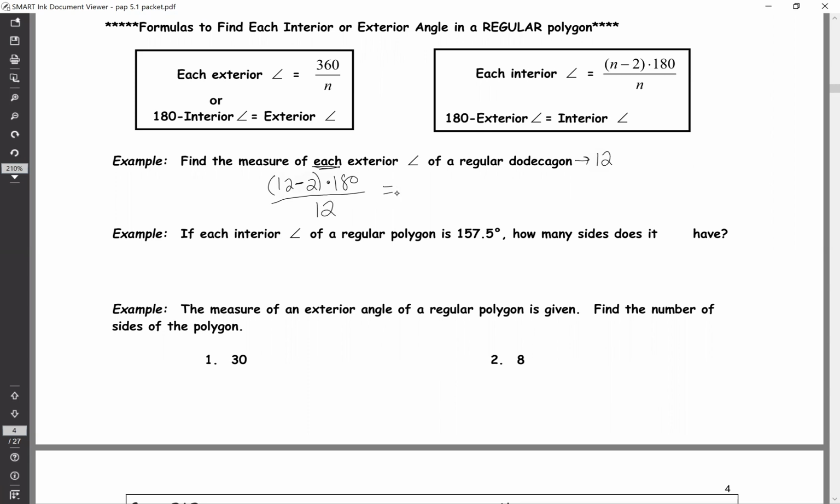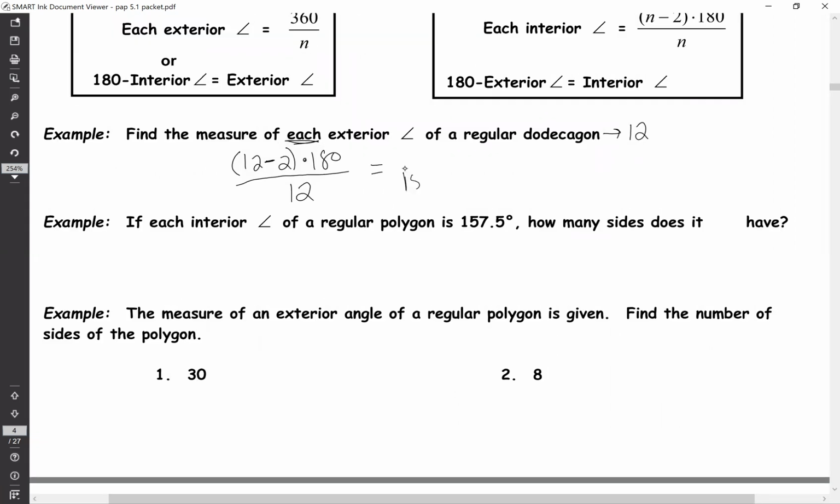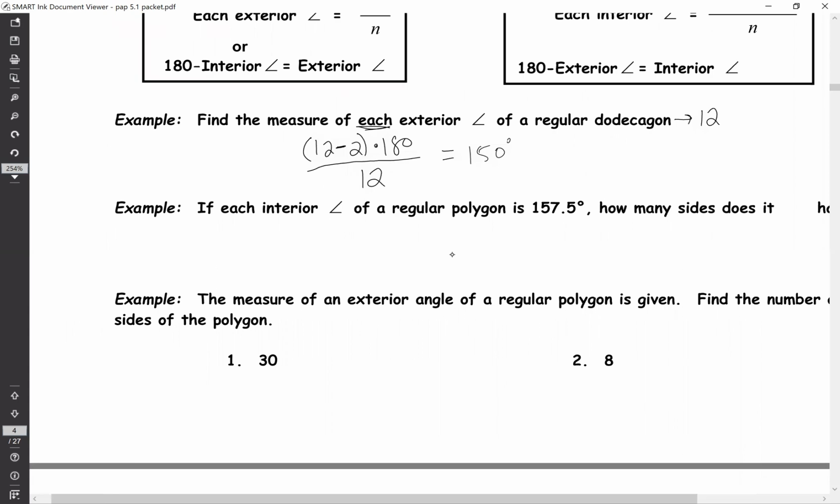So we'll just type this in your calculator. 10 times 180, divide by 12, and you get 150. So each angle inside a dodecagon is 150.